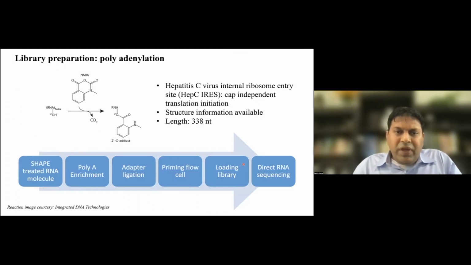So the idea here, we used a pilot sample of an RNA molecule which is about 338 nucleotides long, which is a Hep C virus internal ribosome entry site, and performed a SHAPE treatment, which is a 1M7 reagent. As you can see, this moiety is fairly bulky. So we would end up seeing either sometimes blockage of pores or definitely seeing change in the current. We also did a polyadenylation followed by ligation, priming the flow cell, and direct RNA sequencing.